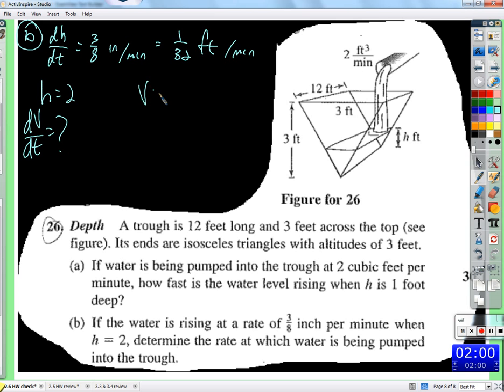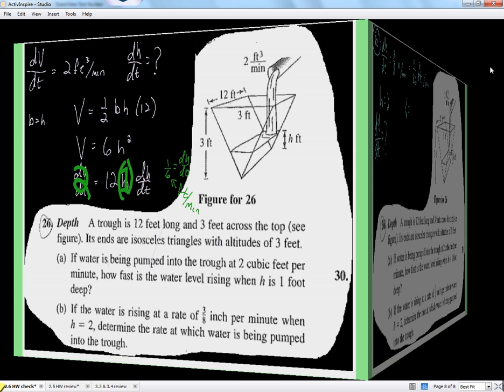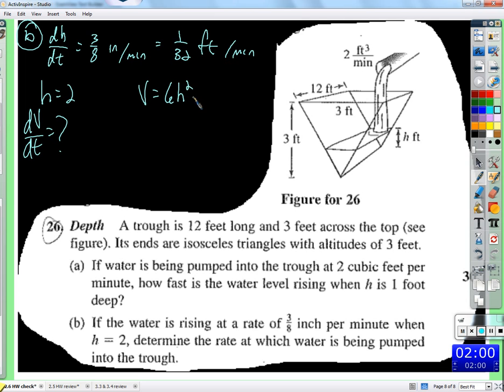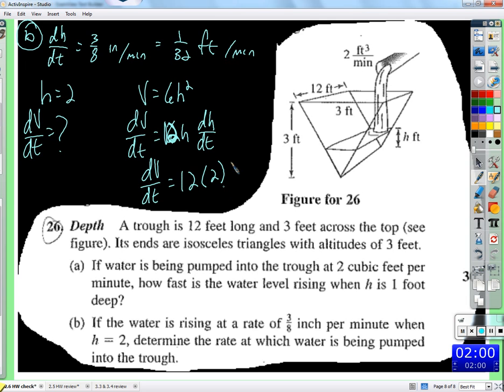Well, didn't we already figure out that V equals? We wrote this whole equation, replaced B with H, and it was 6H squared. And, I mean, we took the derivative. dV dt equals 12H dH dt. We know H, we know dH dt. I mean, this isn't even solving, really. It's just computing. Just plug it in, and that tells you what it is. dV dt equals 12 times H, which is 2, times dH dt, which is 1 over 32.